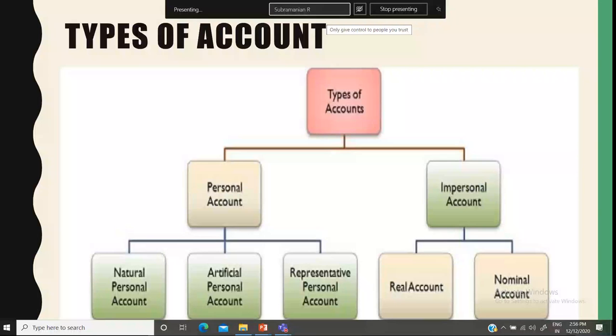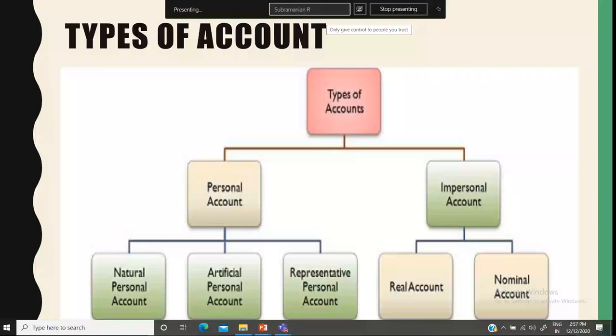The first one is outstanding expenses. If in a particular year you have to pay the salary to an employee, but you are not going to pay now, you are availing his service in your business but not paying him yet, that is known as outstanding expenses. It can be outstanding rent or outstanding salary, anything it might be. Outstanding expenses come under representative personal account.